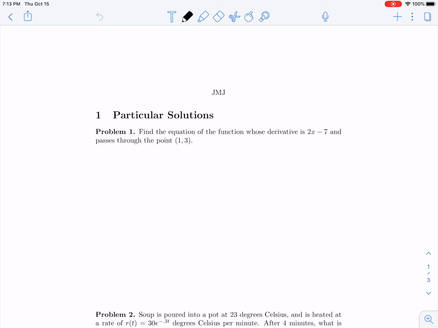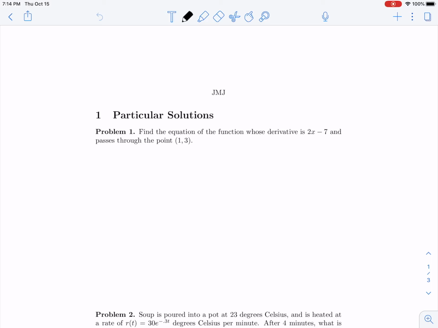When we start looking for particular solutions, we're going to want one of those solutions, and it might sound like it could be kind of hard at the beginning, but the method is pretty easy. So let's talk about it. We want to find the equation of the function whose derivative is 2x minus 7 and passes through the point (1, 3). So this is a specific example of a particular solution problem.